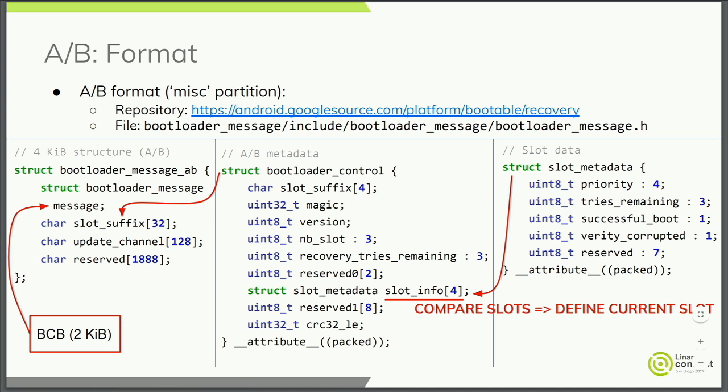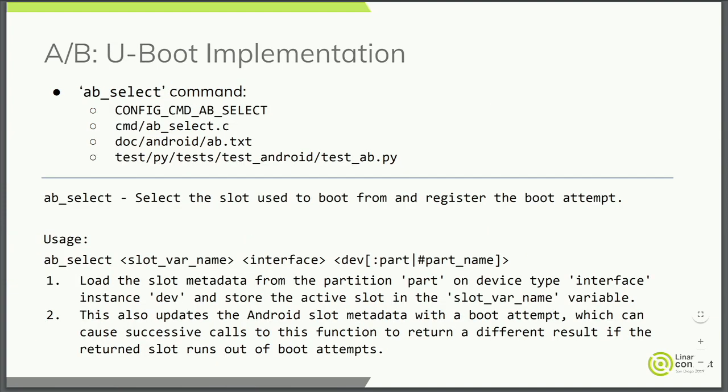And if you want to implement it in your bootloader, you should port this file from AOSP. It's the same file that is used for the BCB. You should port it in your bootloader. It's already present in U-boot, in upstream U-boot. So this is how we actually implement the AB selecting mechanism in U-boot.